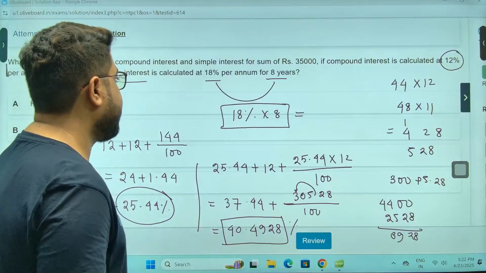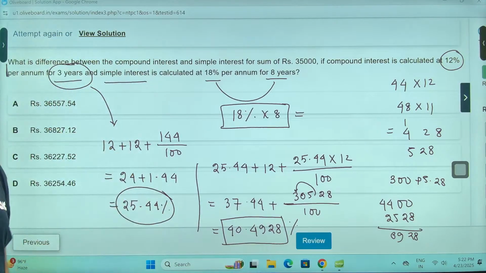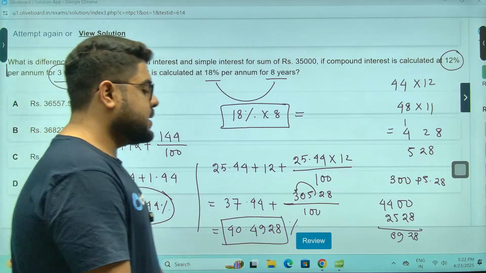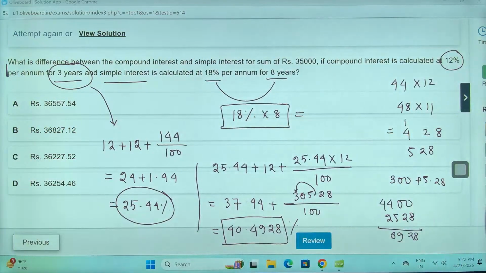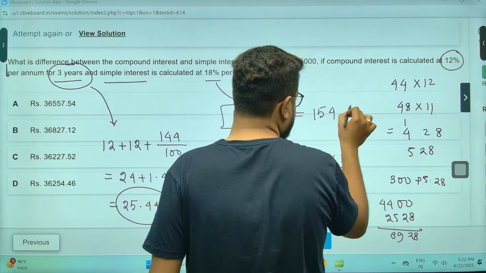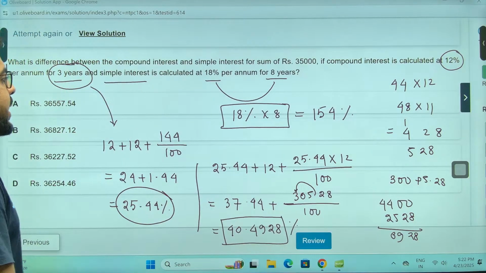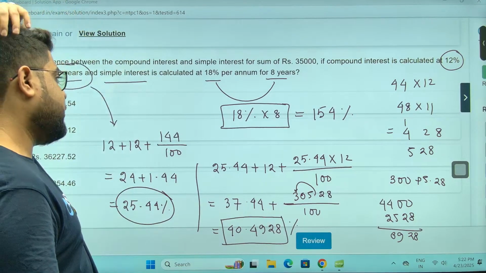Okay, that is done, sir. This is for compound interest. Now how much was the simple interest? Sir, 18 into 8, 154, right? 154%. Correct?